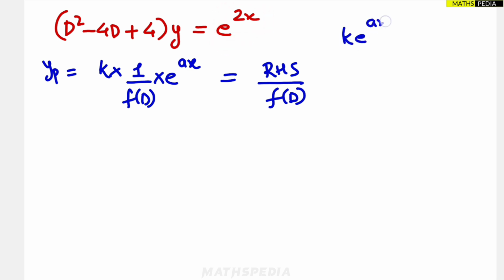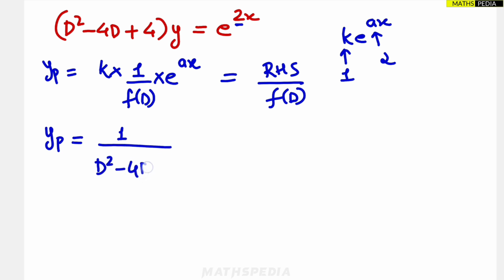K into e power ax, where k is nothing but the coefficient, but in this question there is no coefficient, so we can take it as 1. And what is a value? When you compare it, you will get it as 2, right? So this way we have to find out. So I can write yp is equal to 1 divided by f of d, which is nothing but d square minus 4d plus 4, into e power x, that is the RHS part, e power 2x.